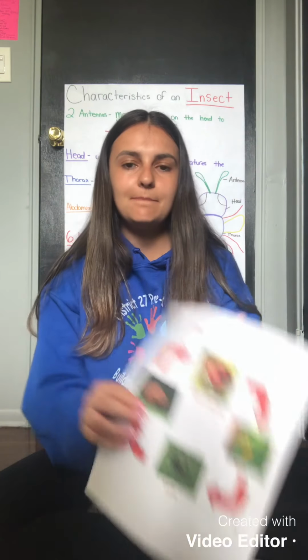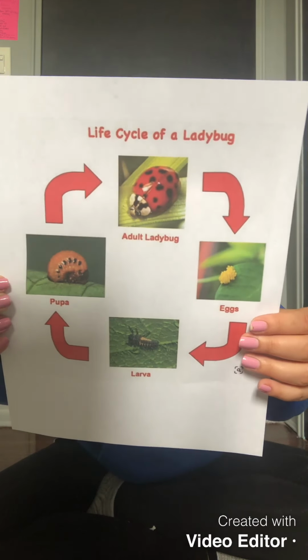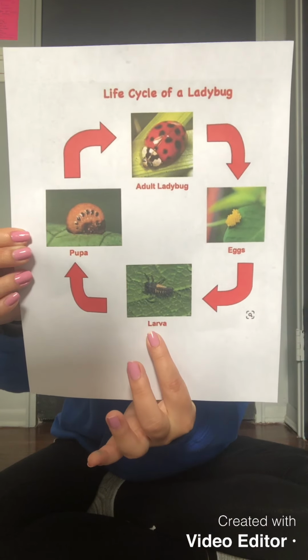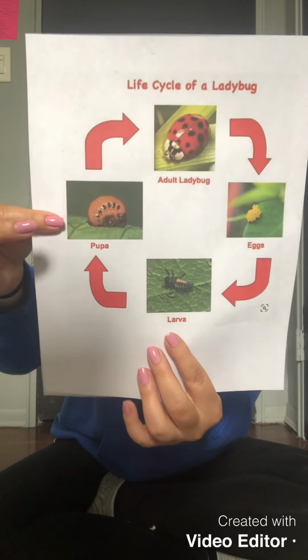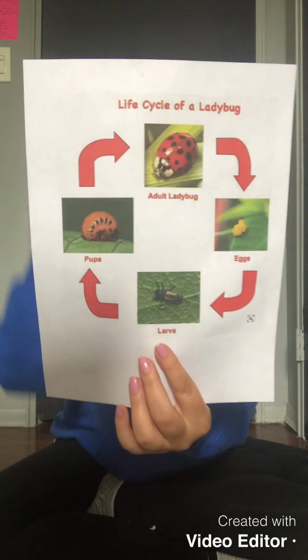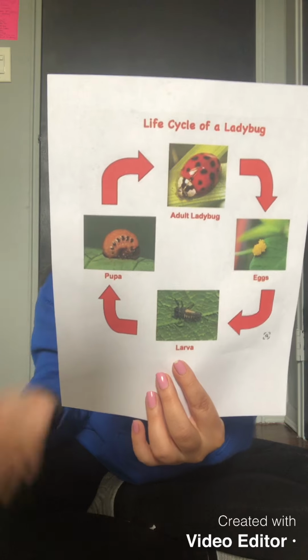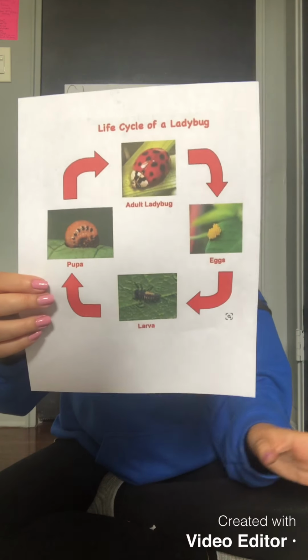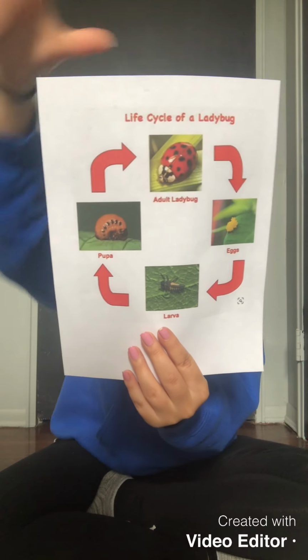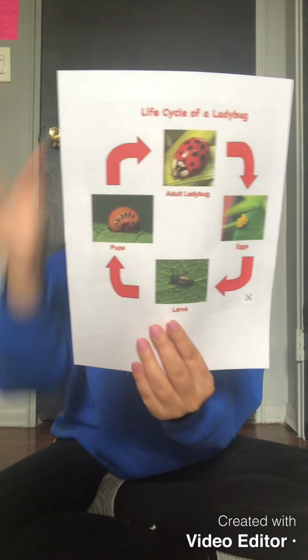Let's look at the ladybug life cycle. It starts off as an egg. It becomes a larva. Then it turns into a pupa, and then it becomes an adult ladybug. All of those words sound so familiar. But let's count the stages. 1, 2, 3, 4. Wow.